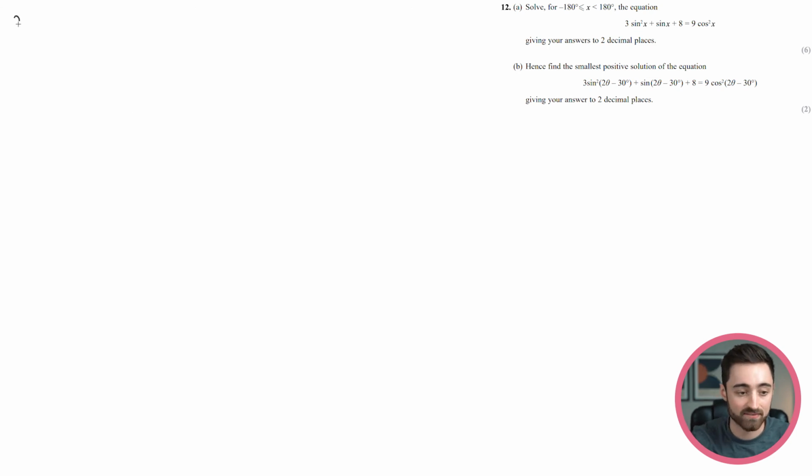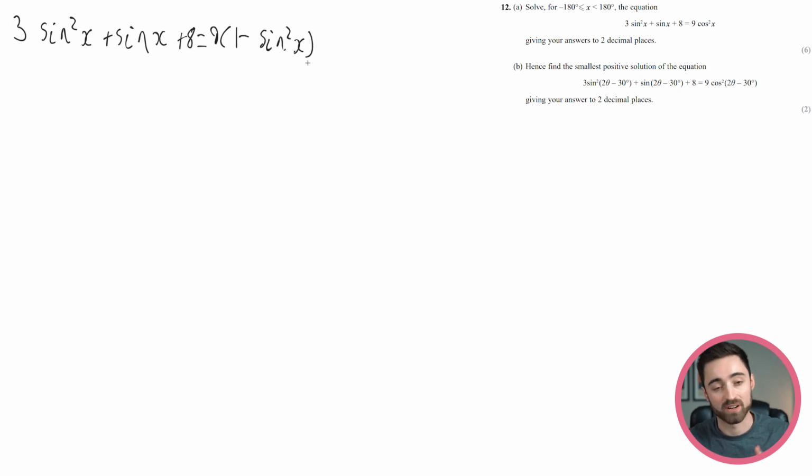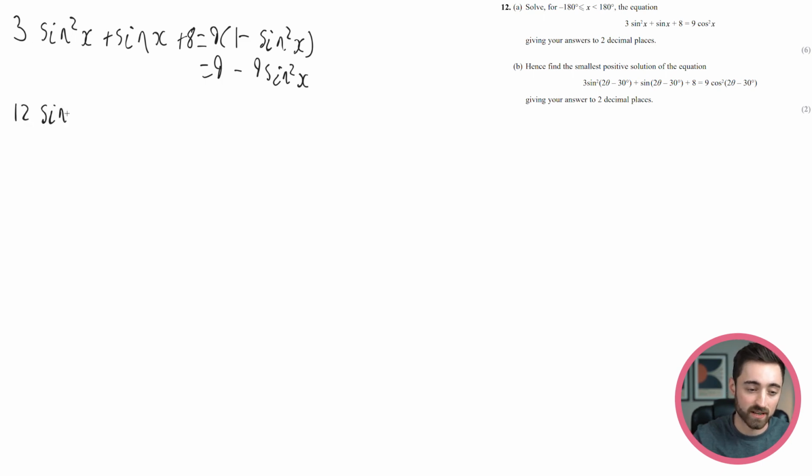So what I'm going to do is write the left-hand side out, and I am going to swap the cos squared on the right-hand side with a 1 minus sine squared. Cos squared plus sine squared equals 1, therefore cos squared is 1 minus sine squared. Let's multiply this out and clean up, and we're going to see what we're left with. I'm going to add 9 sine squared to both sides to get 3 plus 9, which is 12 lots of sine squared. Just got sine x still here, and then I've got 8 minus 9, so that's going to be minus 1.